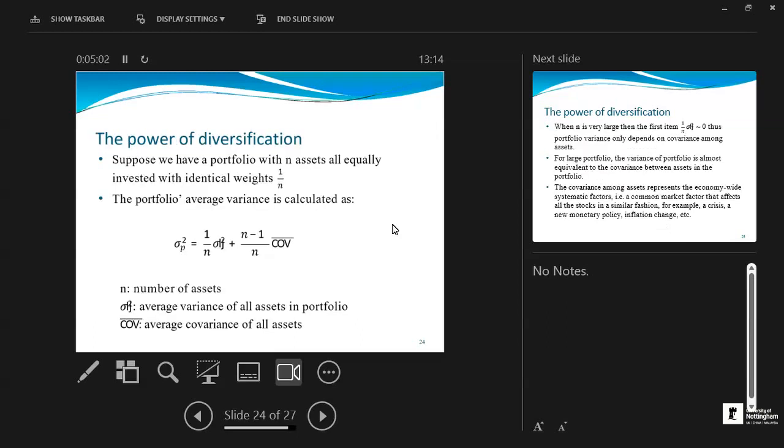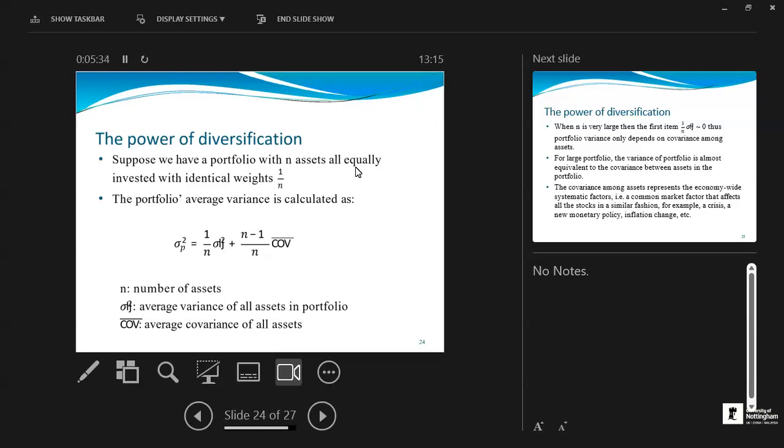Okay, but if we increase the number of assets in a portfolio, so suppose we have a portfolio with n assets, and we assume that we have put equal weights in each of these assets. So with equal weights, how much are we putting in each asset? 1 over n, right? In this case, the portfolio's average variance can be calculated using the formula that you have on the slide.